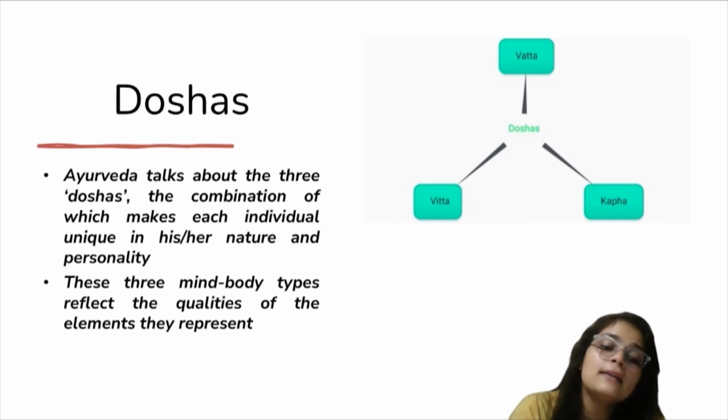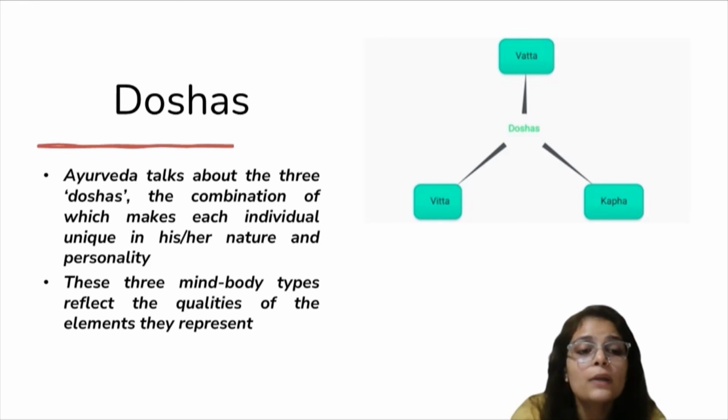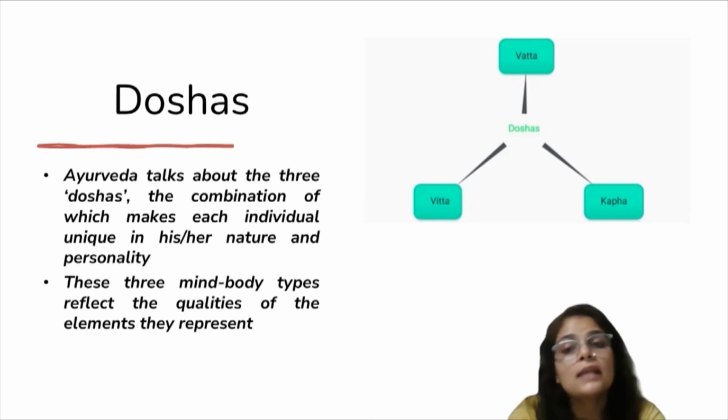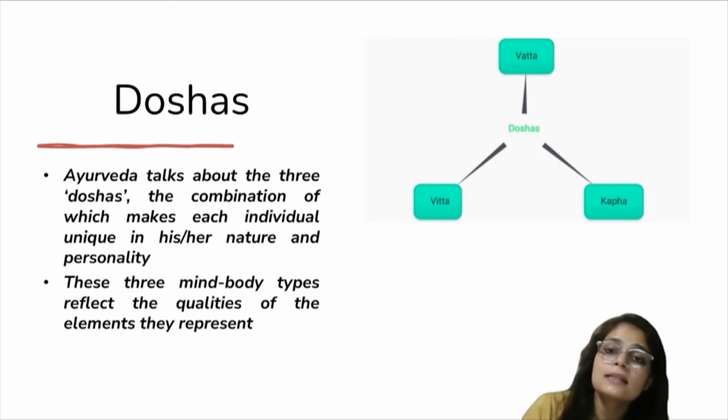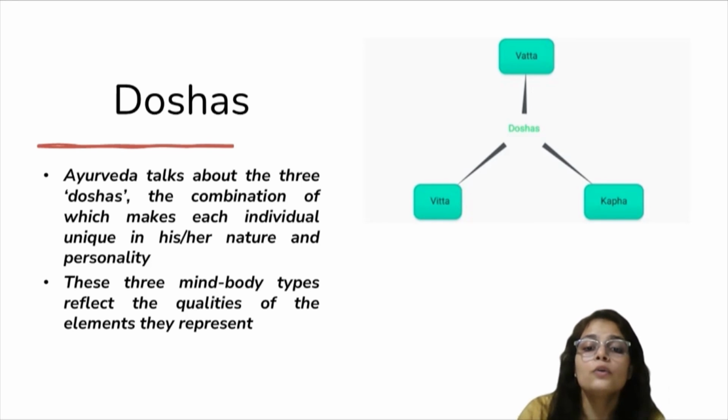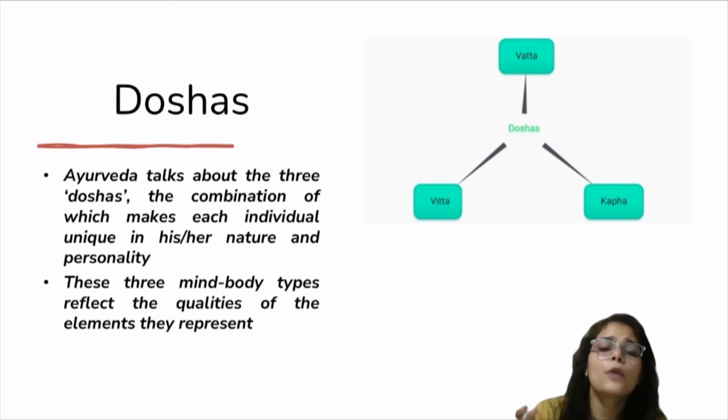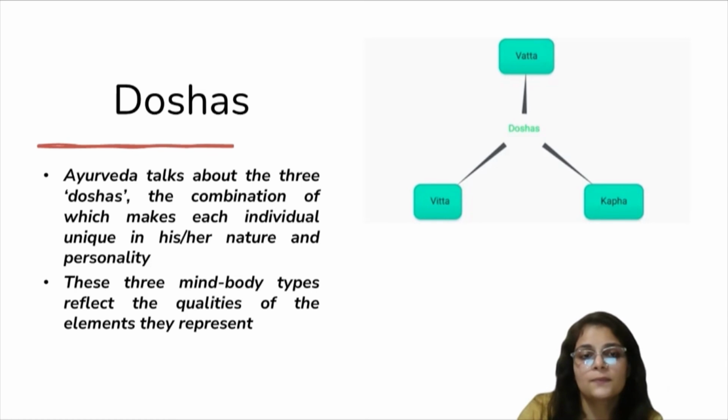Okay, it is also said that when these three doshas are in proper proportions, or in proper coordination within the individual, the person is said to have a balanced personality. So for a person to have a balanced personality, it is necessary that these three doshas are in proper proportion, or in correct proportions.